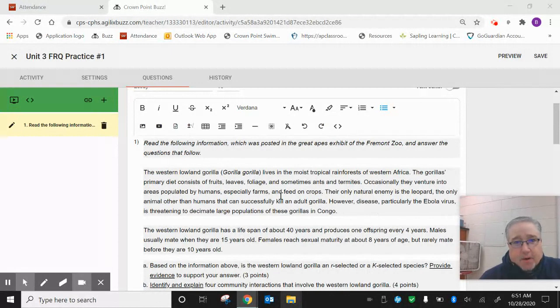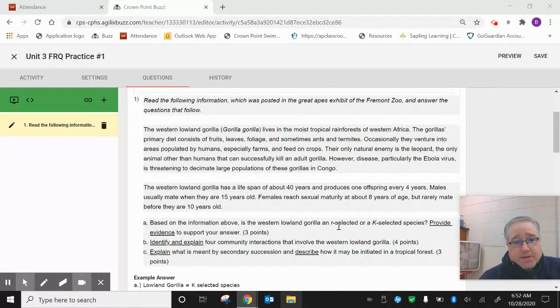So this is kind of a typical question that you might see on an AP exam where they give you a passage. And we read over this in class the other day if you weren't here, or if you were a virtual student. This paragraph just talks about the gorillas and some of their interactions in their habitat. And it also talks a little bit about their reproductive strategies in the second paragraph. So we've got 3 questions here that are all pretty straightforward, pretty direct.